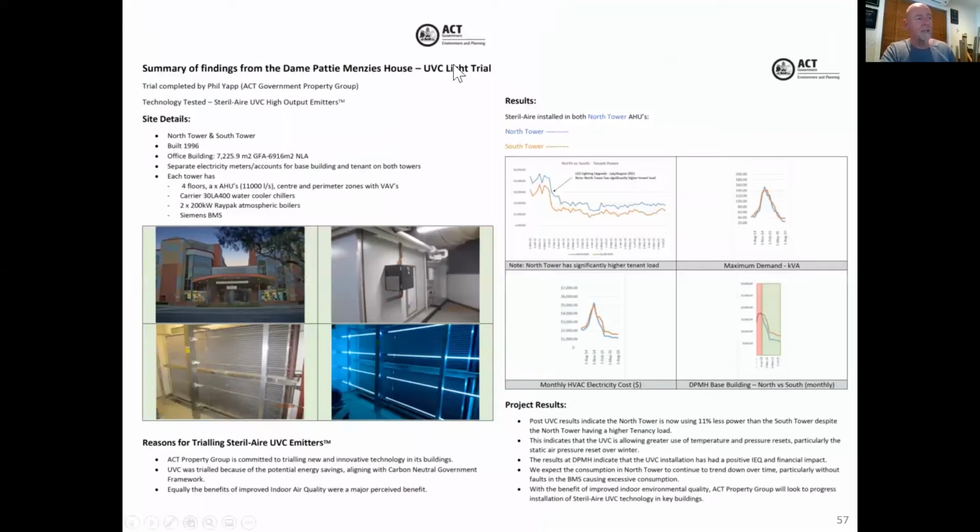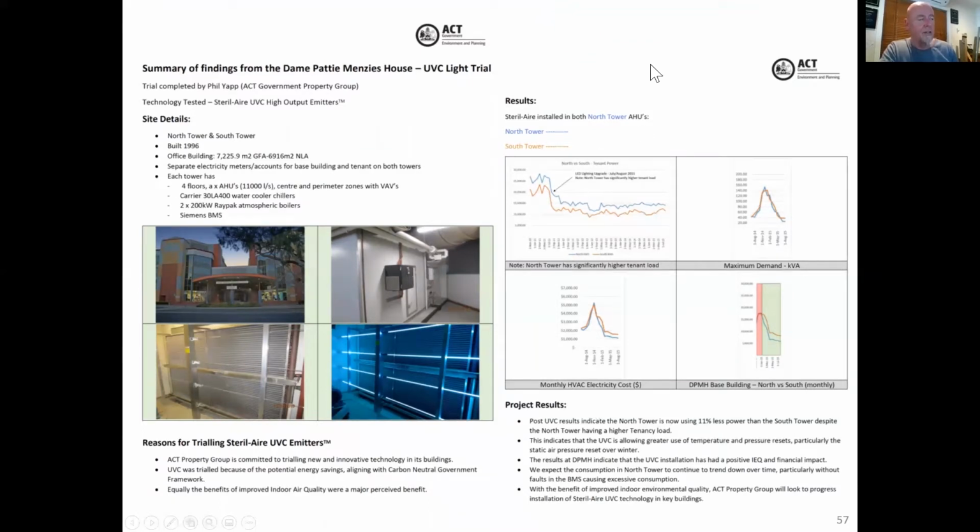This is an example of a government trial that was done in Canberra, and they did all their own recording, two buildings side by side. One they put Steril Aire in, the other they didn't. They put it on all the air handlers, and they measured an 11% power reduction on the building with Steril Aire.